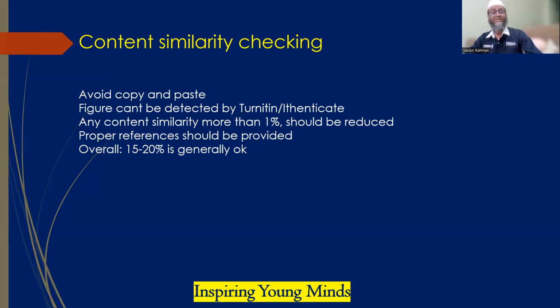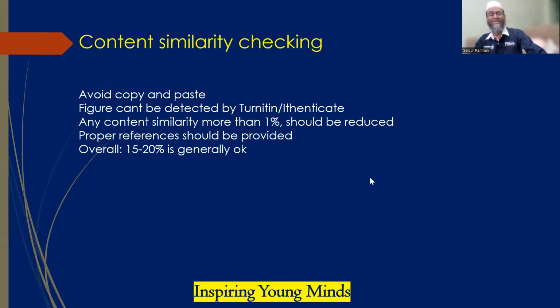We need to check all these things. During the writing, don't simply copy and paste. Write in your own way, even if it is rough, and later ask someone to help improve it. This way you can certainly improve the content similarity. Also, content similarity software cannot detect figures, so you have to provide appropriate references there. Sometimes some researchers want to be very clever and don't provide references for figures and tables. This is again detrimental, because some people can check it and identify that it was taken from the literature.